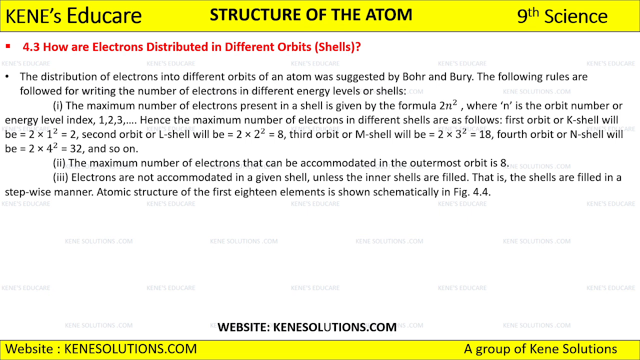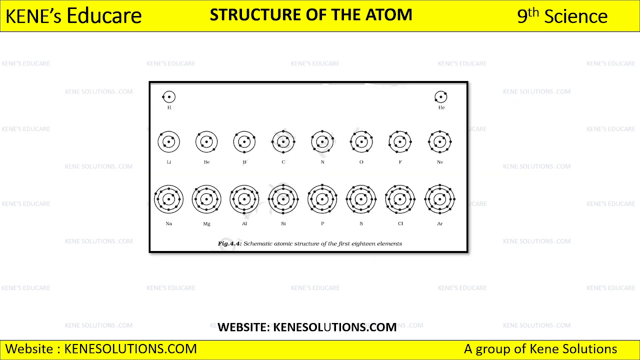The atomic structure of the first 18 elements is shown schematically in figure 4.4, starting from hydrogen, helium, lithium, beryllium, boron, carbon, nitrogen, oxygen, fluorine, neon, sodium, magnesium, aluminium, silicon, phosphorus, sulfur, chlorine, argon. You can see there are two shells in some and three shells in others. Two shells means they only have K and L shells. Three shells means K, L, and M. Four shells means K, L, M, and N.